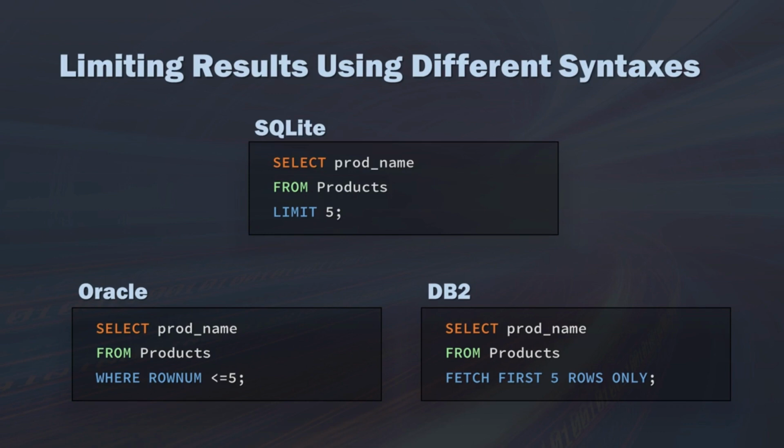But you can see that for Oracle, you can use where the row number is less than or equal to a number. Then for DB2, you can use fetch first 5 rows only.